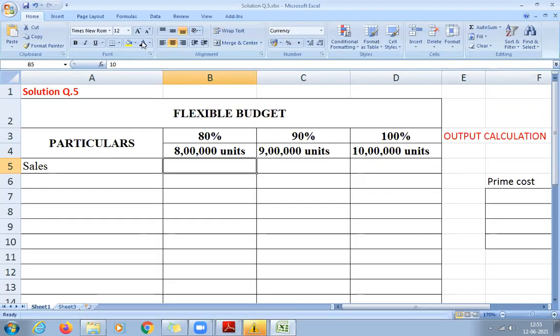So now you multiply 8 lakhs into 10. How much will you get? 80 lakhs. Yeah, 80 lakhs.